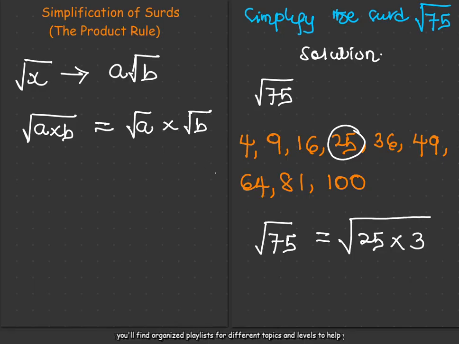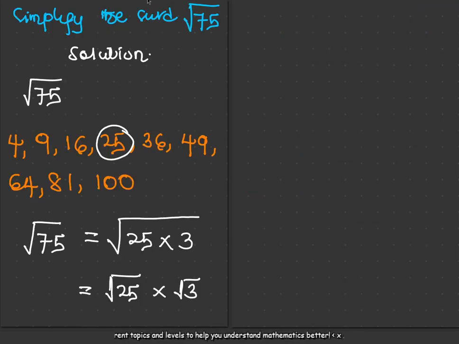Now, what does the product rule say? It says if we have something of this form, the first factor can take the radical sign, and then the second one can also take the radical sign. So let's apply that here. Applying that, we get the square root of 25 times the square root of 3. You see? So we are making progress.